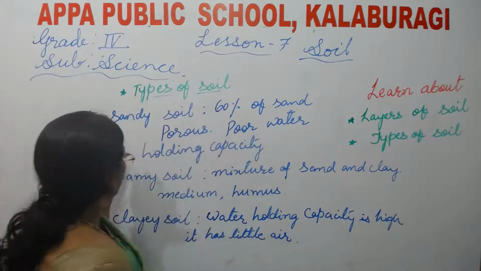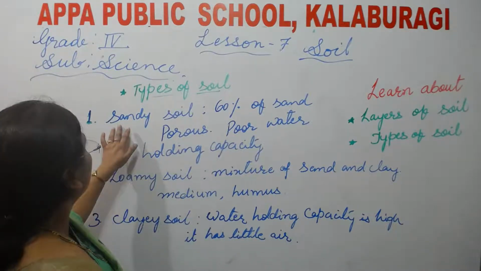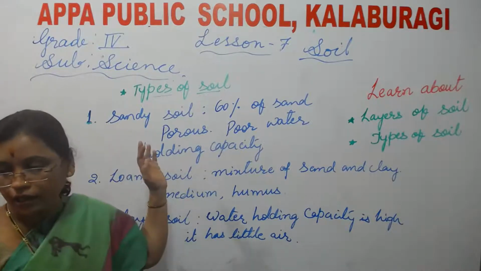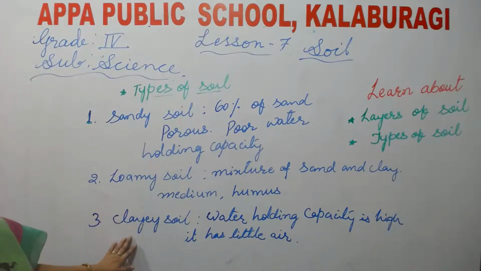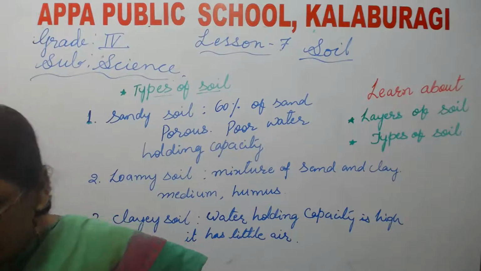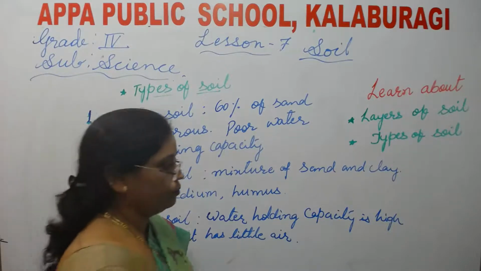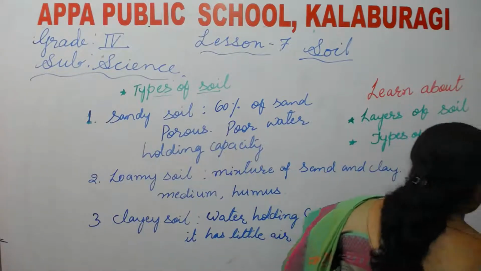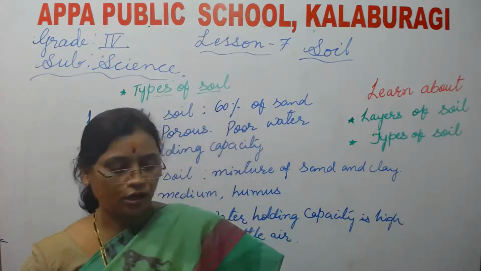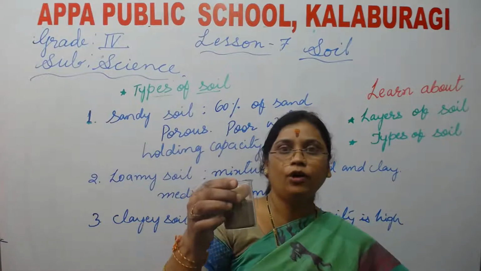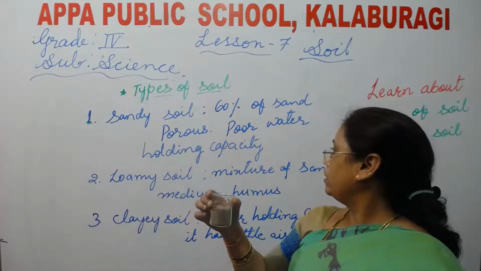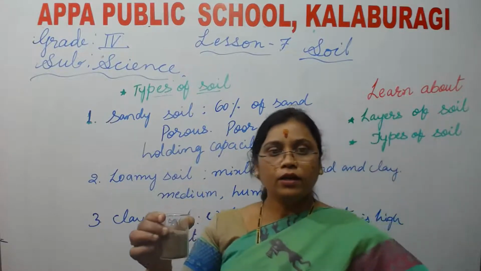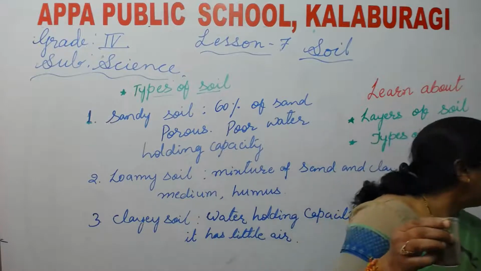So this is all about the types of soil. How many types of soil are there? There are 3 types of soil: sandy soil, loamy soil, and clay soil. Have you seen the types of soil, children? Yes. I have already shown you. It is a type of sandy soil. It is porous, and it does not hold any water.